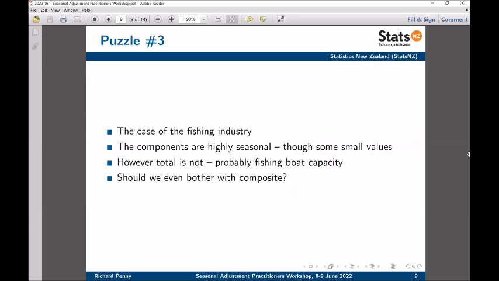There's a case of the fishing industry. The components are highly seasonal, with some small values, which Tucker did some work on for me some years ago. However, the total is not. So obviously it's probably fishing boats go out and catch whatever is in season, so to speak. So should we even bother with the composite?